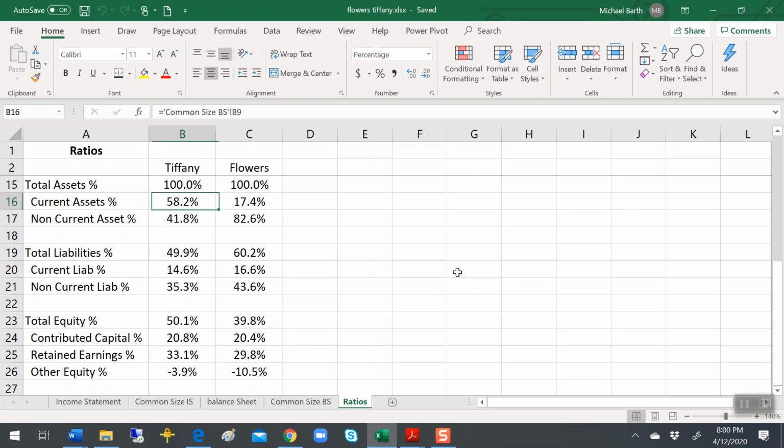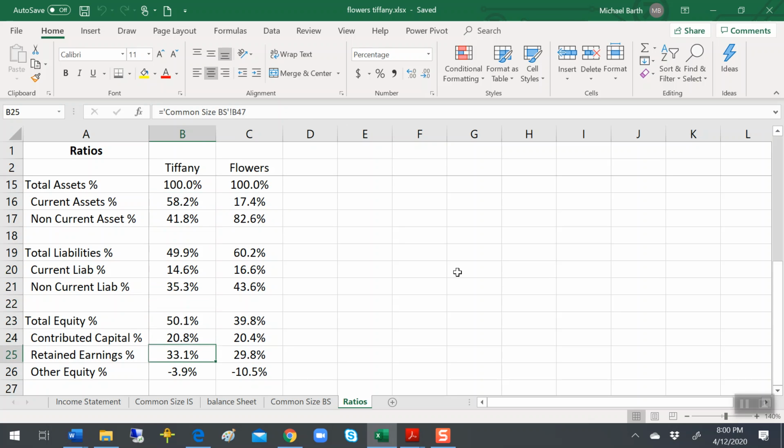We already discussed in the earlier video that Flowers has non-current assets considerably higher than their current assets. That's because they have big plant and equipment and big old bakery ovens and delivery trucks and all that other good stuff. Tiffany's not as much. A big chunk of their assets are that inventory.